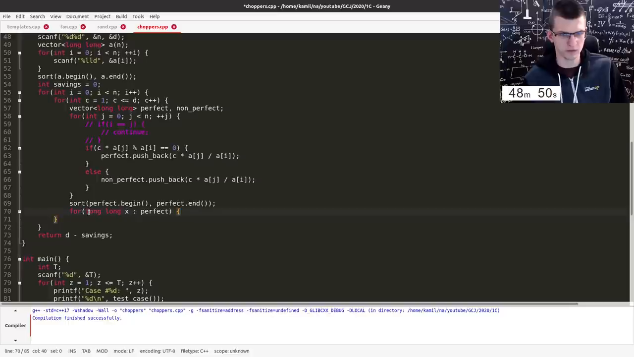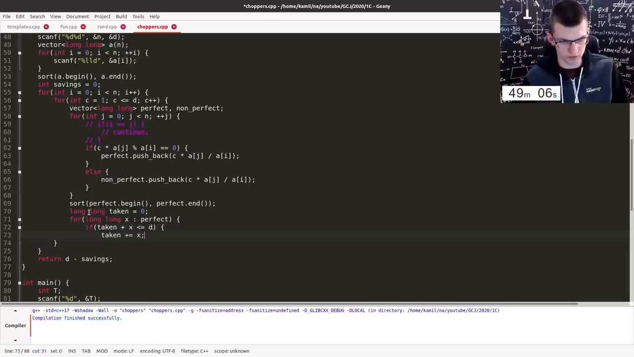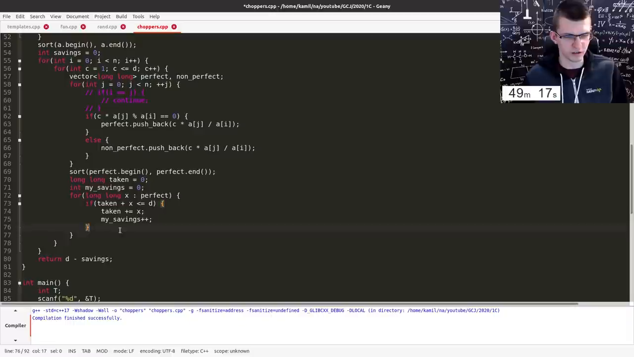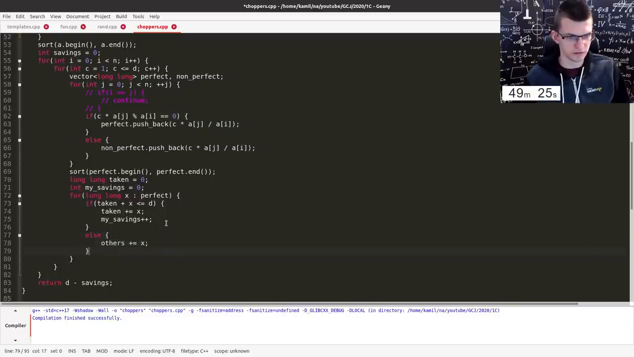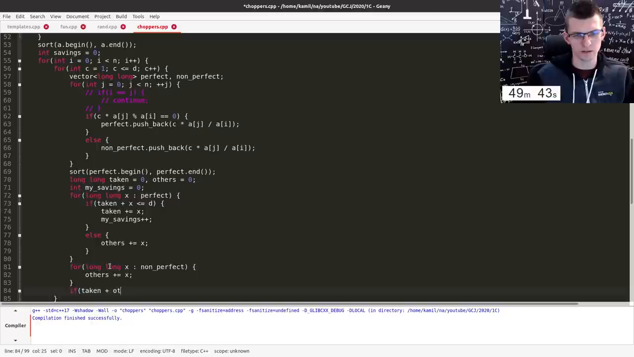For everything perfect, if we don't exceed D, increase by X and my savings plus plus. This will not exceed N, so I don't need long long for that. Else others plus equal X. And for everything in non-perfect, apparently I didn't even need a vector for that. I didn't need to gather them. Just say this. And now I hope that in total I have at least D.